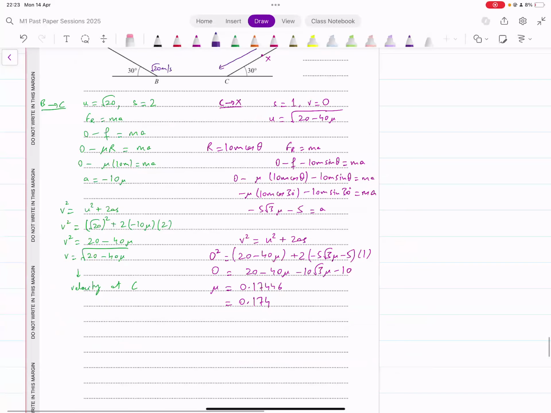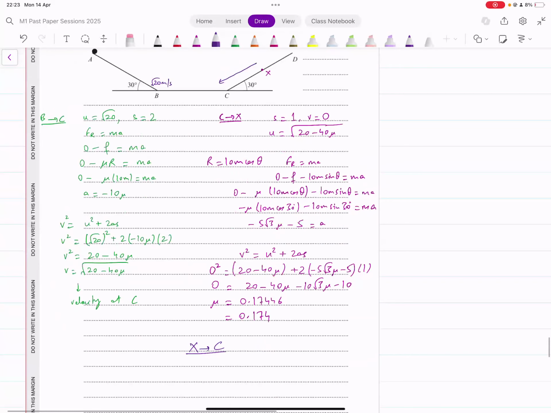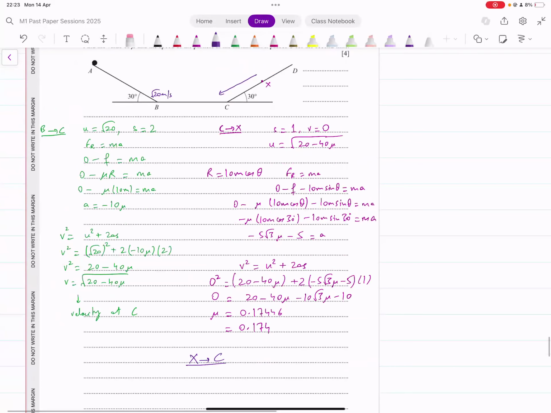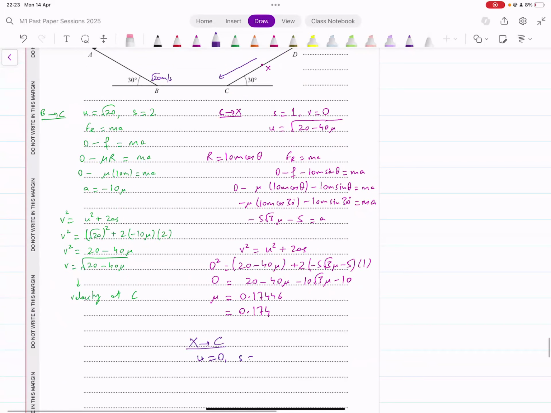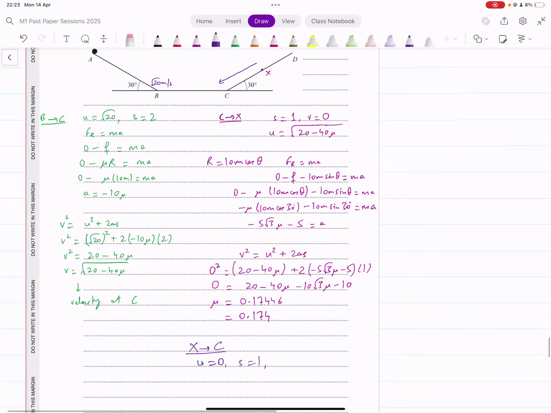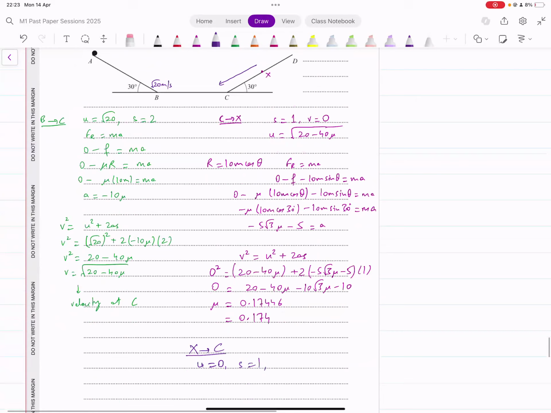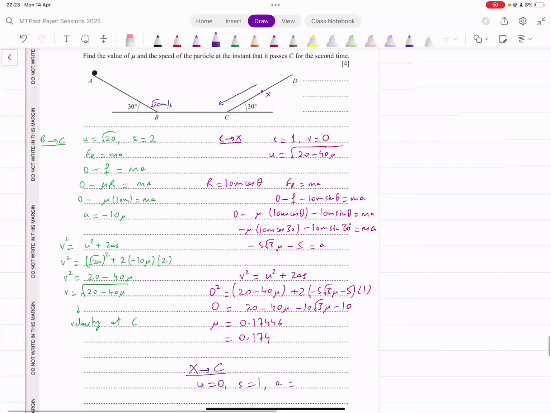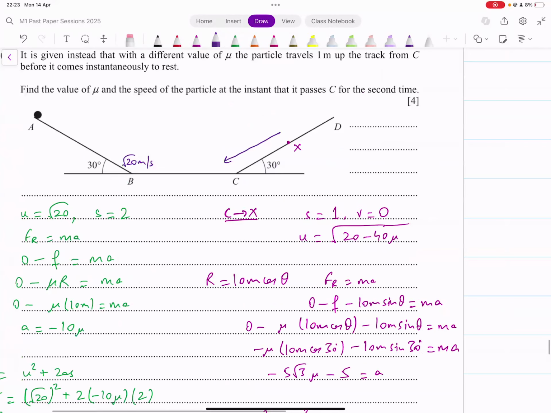What do we know about this part of the journey now? From x to c now, we can consider the downward direction positive, right? What's the initial velocity? It started from rest. The displacement is 1. Acceleration is going to remain the same as before. That's not going to change because it's the same surface, right? We've got the same forces acting.